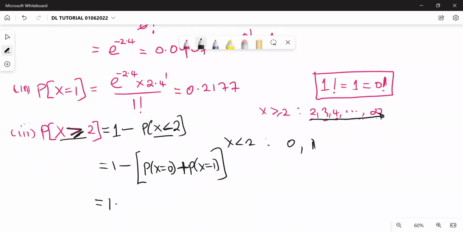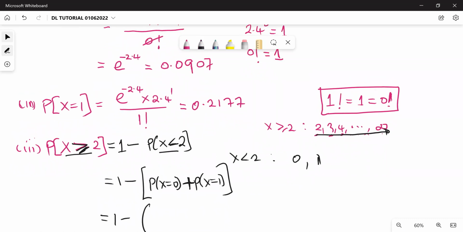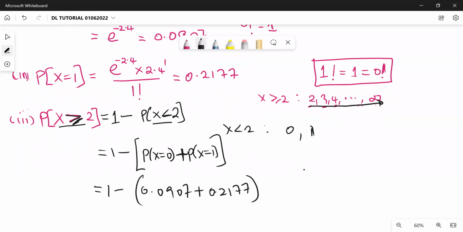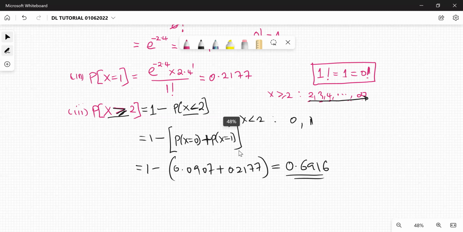So I don't need to calculate them afresh. I just say this is 1 minus, and from Roman 1, we got 0.0907, plus from Roman 2, we got 0.2177. Okay, so when you evaluate that, you get around 0.6916. I hope that's what we're getting.